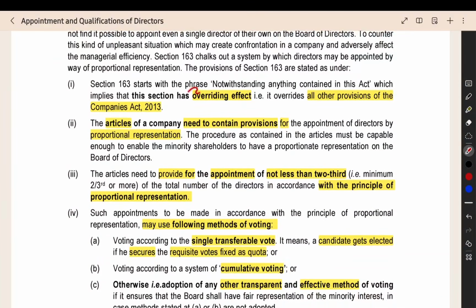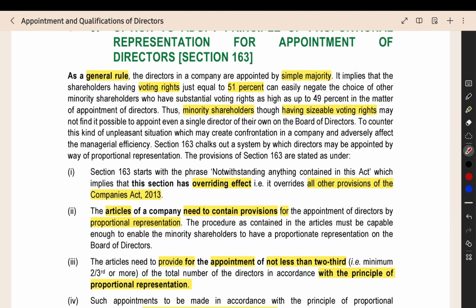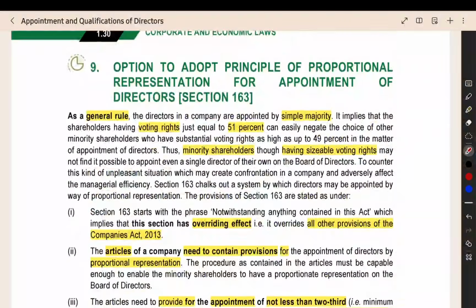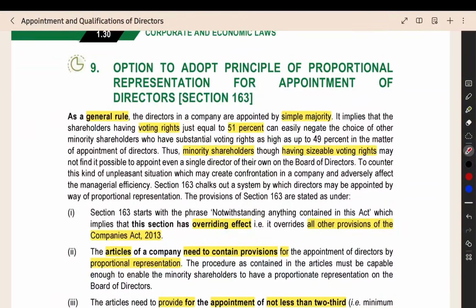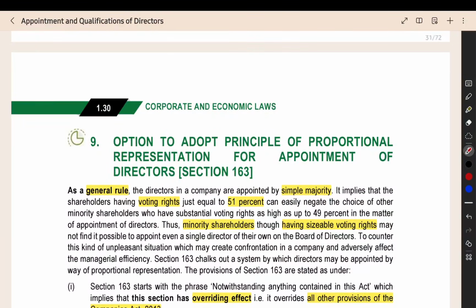One more point is missed, that is the overriding effect. This particular provision will have overriding effect over all the other provisions of the Companies Act. This is the main notwithstanding provision. Even if some other provision has some requirement against this section, then this section only will win. This section prevails. That's all about section number 163.